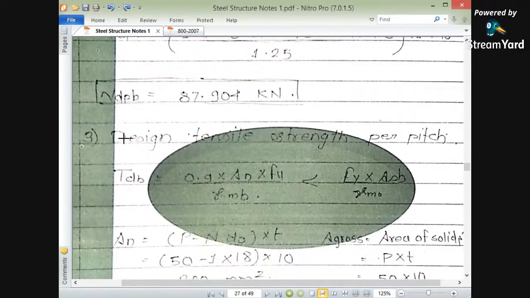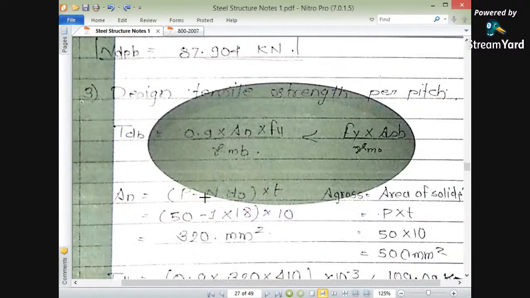Again, the third important thing, we are calculating the tensile strength. So this extra thing we are calculating as the tensile strength. So, design tensile strength for pitch. What is the formula? Again it is mentioned on page number 76 of IS 800 2007. So Tdb has been given as 0.9 An fu divided by gamma mb, or it should be less than fy Asb by gamma m0. An and Asb we have already calculated here. Gamma mb and gamma m0, again we have to take from the tables mentioned in IS 800 2007.